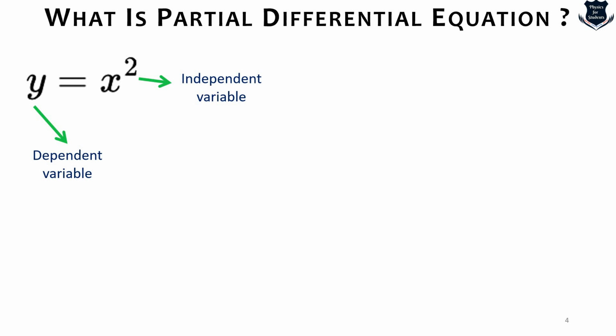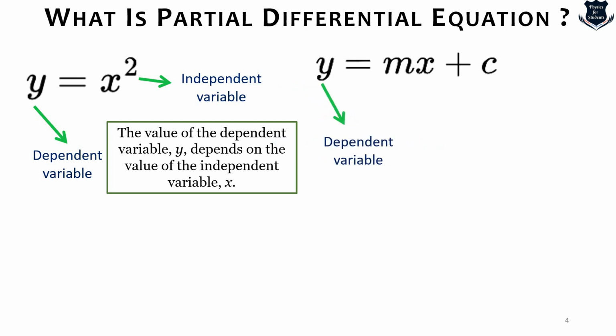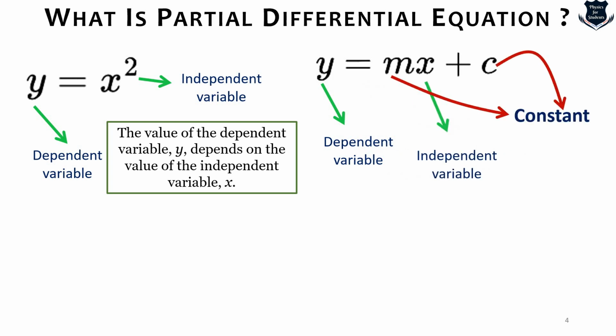So whatever value we put in, we get the result. So here the value of the dependent variable depends on the value of the independent variable. Let us see another example which is quite familiar. I think you can understand y equals mx plus c. Here again the dependent variable is y and the independent variable is x, and m and c are basically constants.